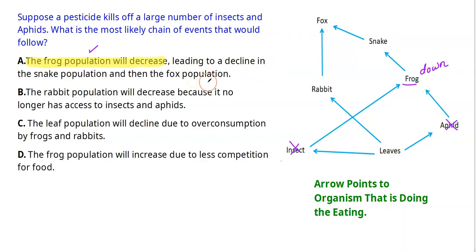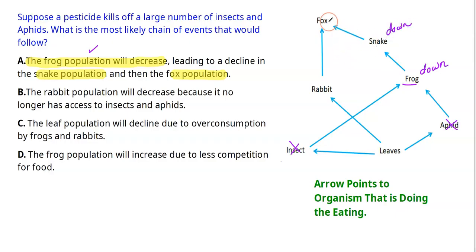Let's check the next sentence. This would also lead to a decline in the snake and fox population. So would the snake and fox population also go down? Let's see. Frog population went down. What happens to the snake? Well, let's see. The snake eats the frog. There's less frogs to eat, so the snake population would go down as well.